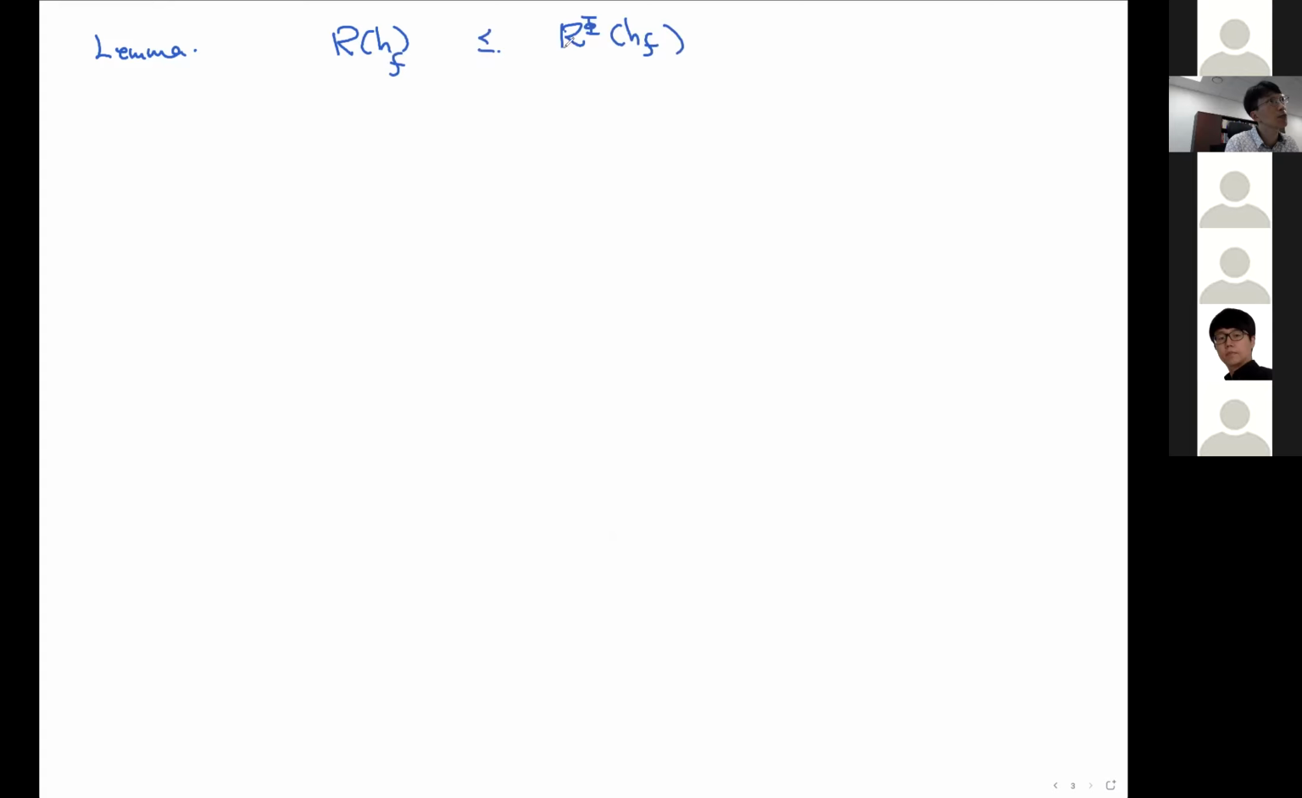So now I have to define, to tell you what this is. It's defined in a very similar way to how R of h of f is defined. This is defined as the average error, average loss, of h of f, xi, x.